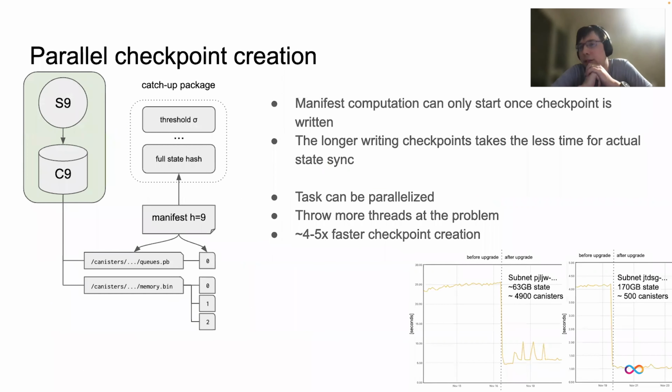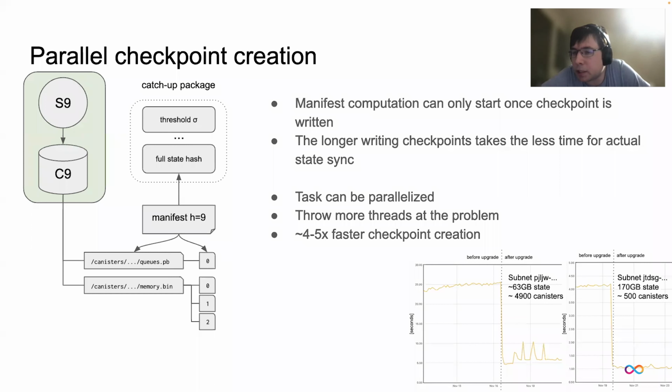This is about checkpoint writing. So the idea is that instead of doing it single-threaded, as we did before, we just use multiple threads. The main work we have to do in checkpoint writing is we have to go over our data structures, see what data is only in memory but needs to be written to disk, and then write it to disk. And it turns out doing this in a multi-threaded way gives us a 4 to 5x improvement.